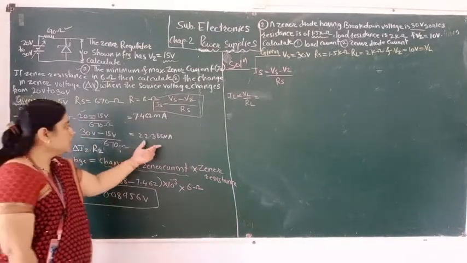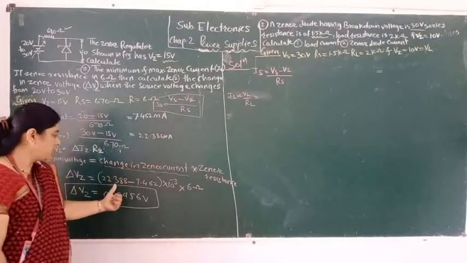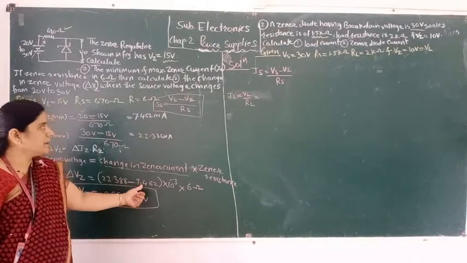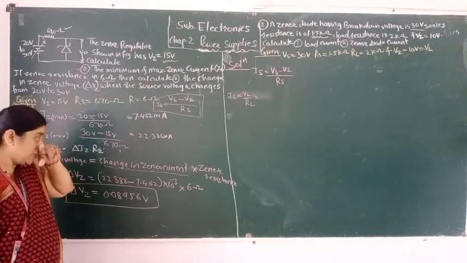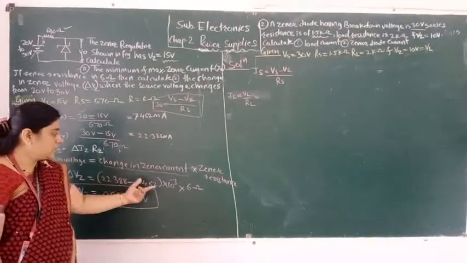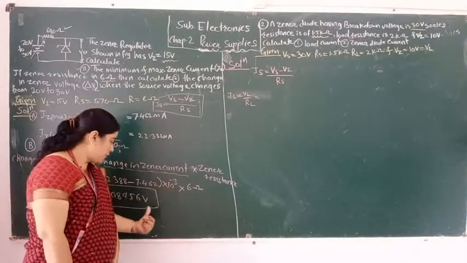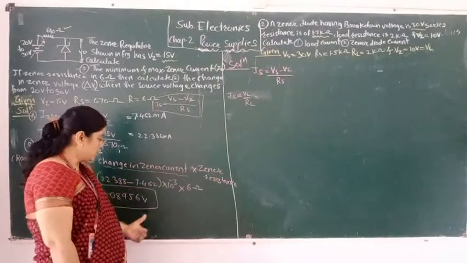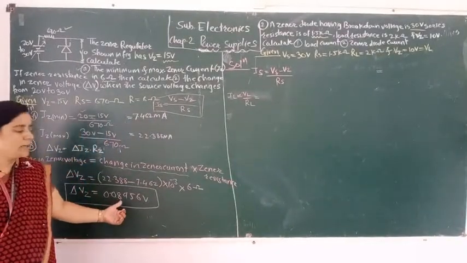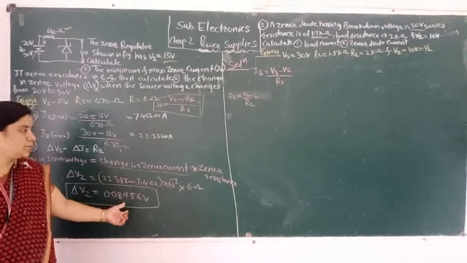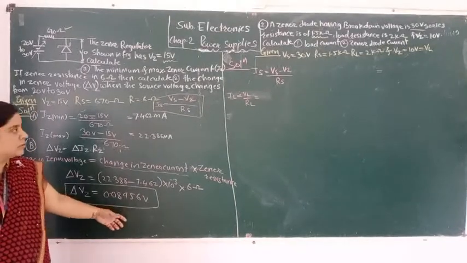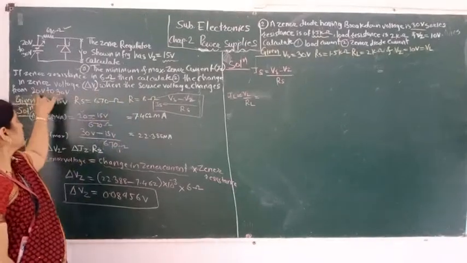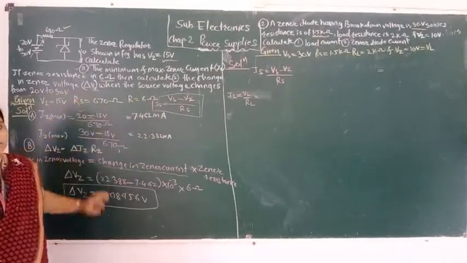So the maximum current we have taken is 22.388 milliampere. The minimum current we have taken is 7.462 milliampere. We have to take the difference of this, into 10 raised to minus 3, into 6 ohm. So how much is it? 0.08956 volt. This is the change in Zener voltage, that is delta Vz.